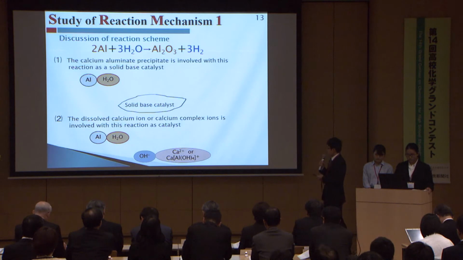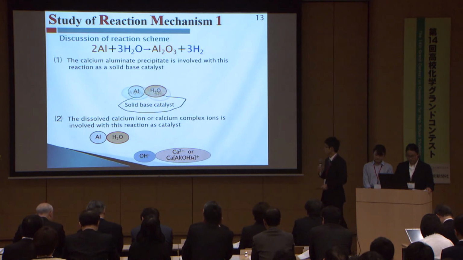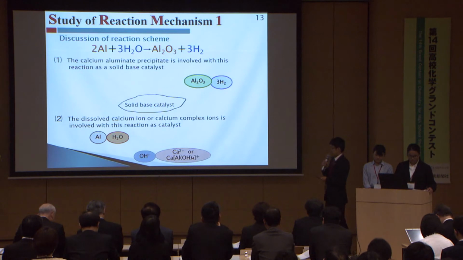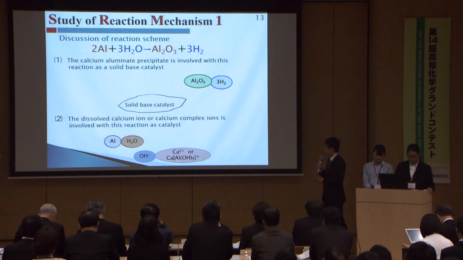As the first one, the calcium aluminate precipitate, which is produced as a byproduct, is involved in this reaction as a solid-based catalyst like this. As the second one, the dissolved calcium ions or calcium complex ions are involved in this reaction as catalyst like this.